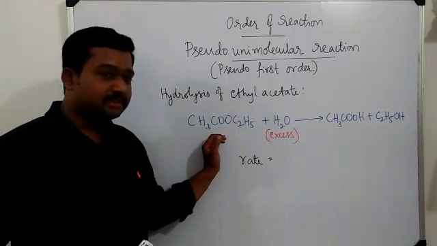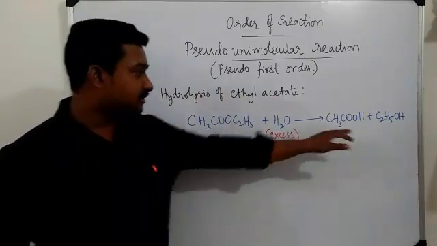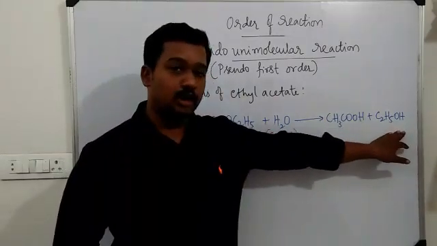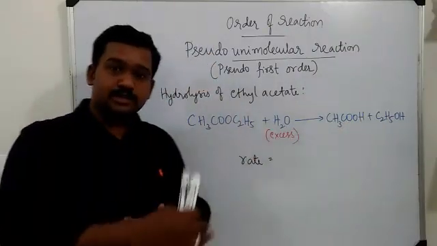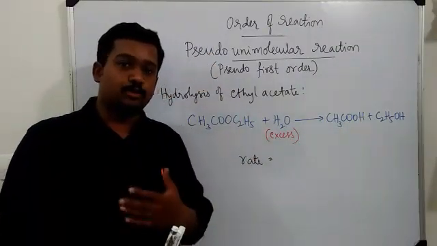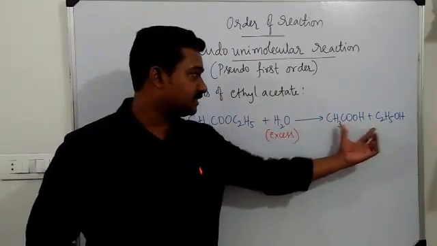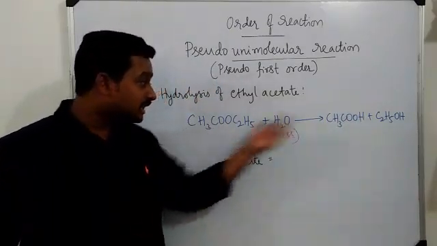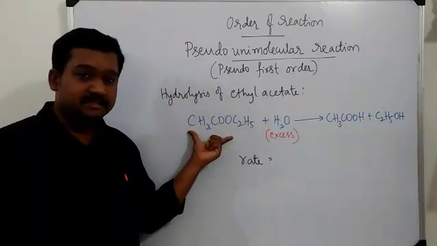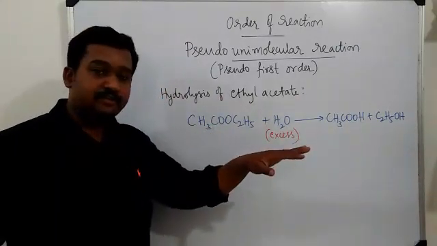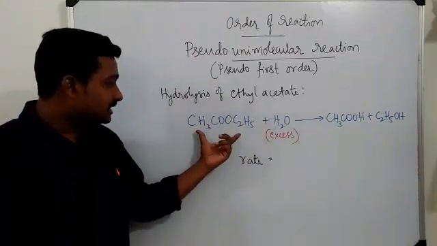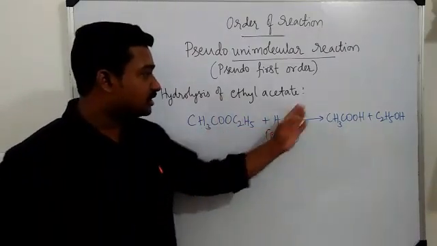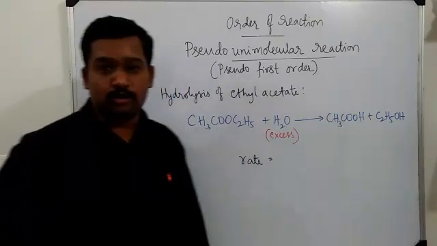So ethyl acetate on hydrolysis gives acetic acid and ethanol. This is opposite to the esterification reaction. I hope you know esterification. Acetic acid with ethyl alcohol in presence of concentrated sulfuric acid gives an ester. This is an ester. The reverse of that esterification is this reaction. This ester is undergoing hydrolysis to give back acid and alcohol.